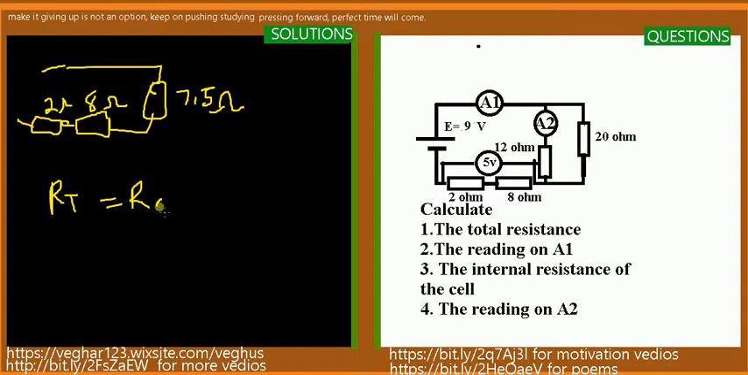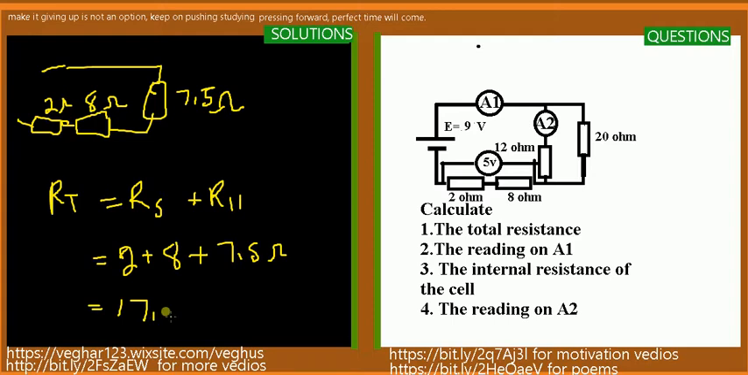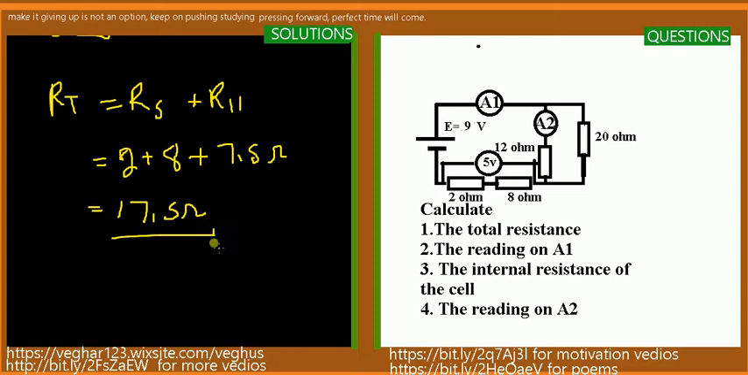So continuing with the total resistance, we'll add the resistors in series plus the resistor which was in parallel. Adding them, you'll have 2 plus 8, then plus the 7.5 ohm resistor. 2 plus 8 is 10, plus 7.5 is 17.5 ohms. So we're done with the first question.